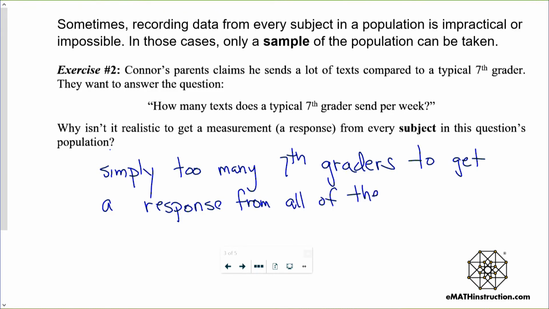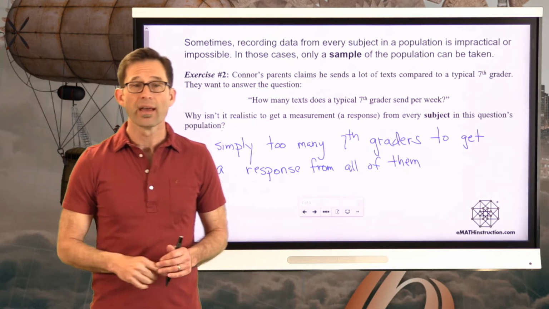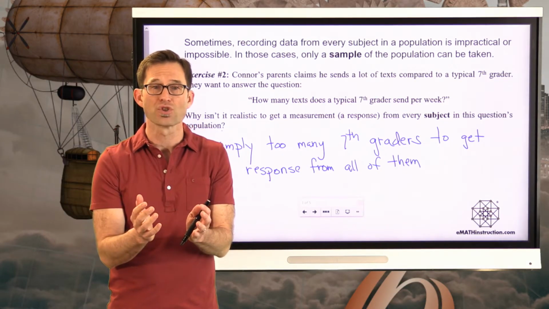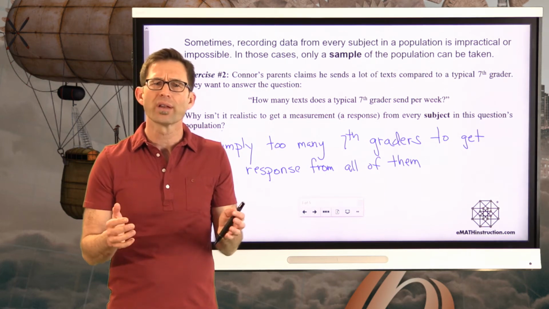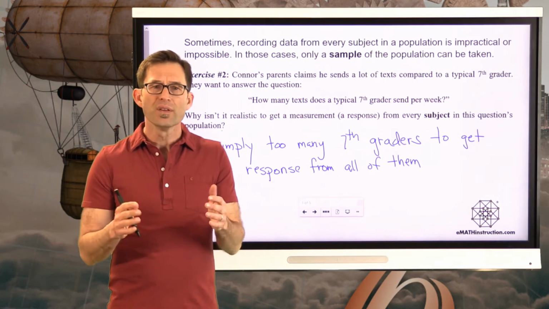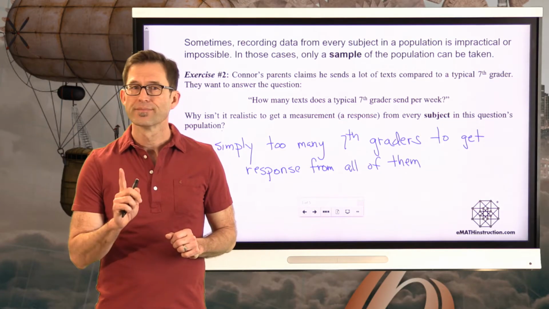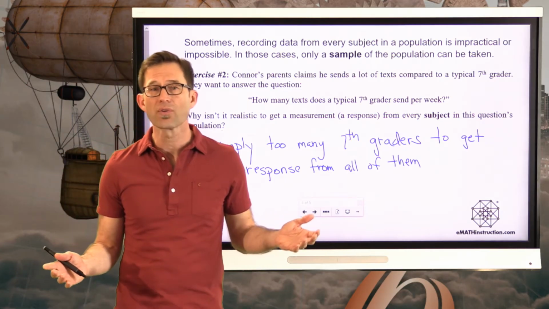The vast majority of times when we take data to answer a statistical question, we take a sample of a population, just a sample of it. And then we look at that sample and try to say, well, this sample tells us the following about the population, all right? And that would definitely be the case here. We would never be able to get all the 7th graders.